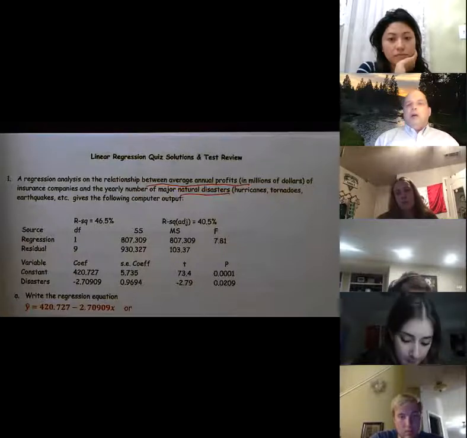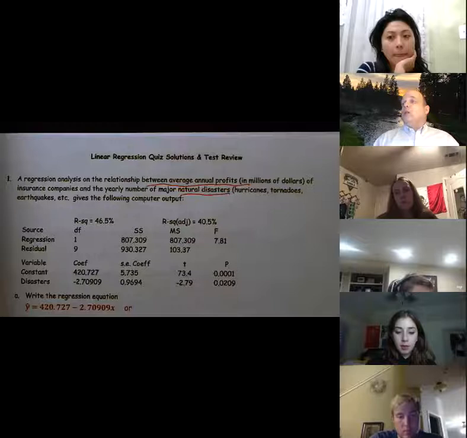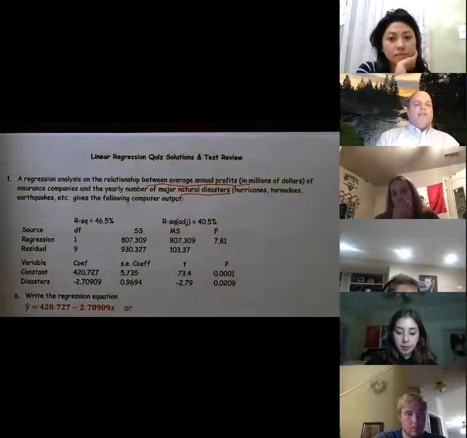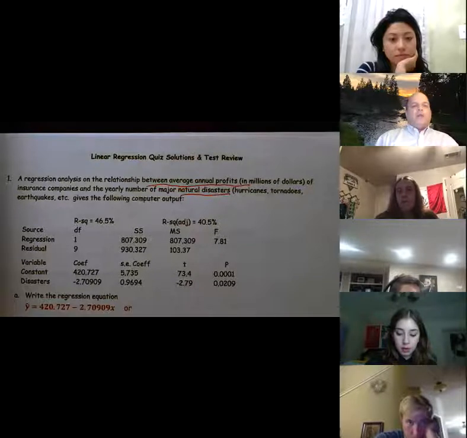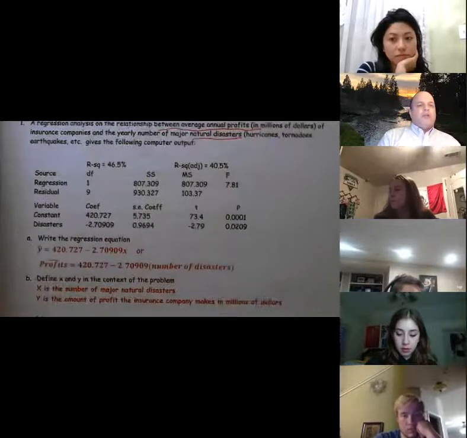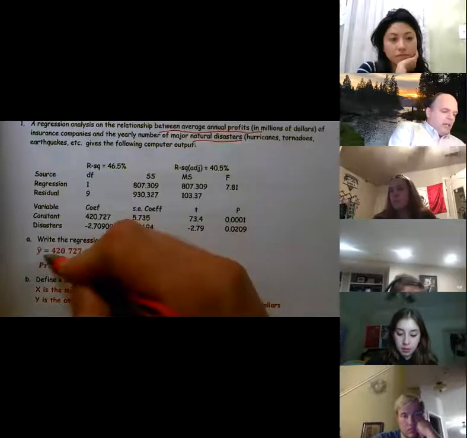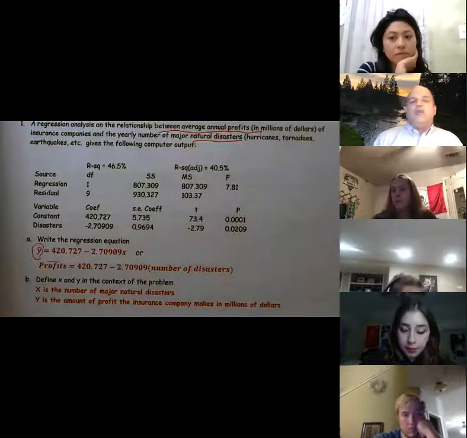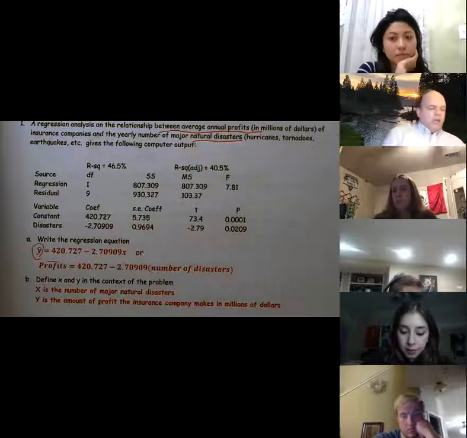It gives the following output. They just told us at that point that it's between two things. They really weren't very specific as to what variable was what. So we have this output, and the very first thing they say is write the regression equation. And please remember, this is extremely critical, that because this is a prediction, this is not the actual y, you must use y hat, so make sure you do that.